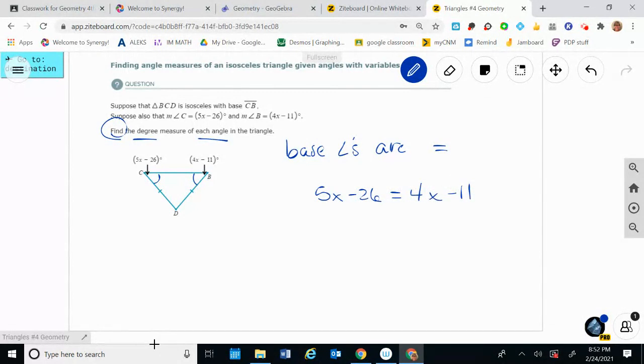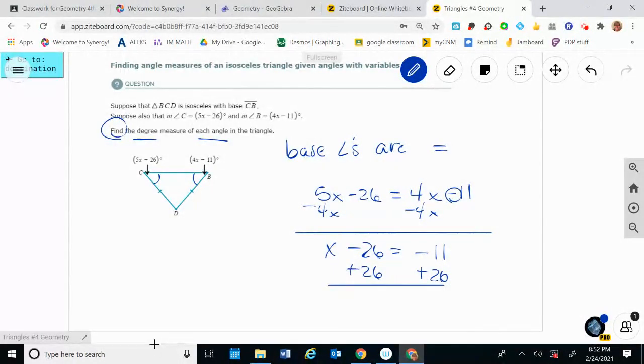Okay, and now you're going to solve. You need to get the x's on the same side. So I'm going to subtract 4x from both sides. I'm going to get x minus 26 equals negative 11. Don't forget to carry down the negative. I'm going to add 26 to both sides, and I'm going to get x is equal to 15.